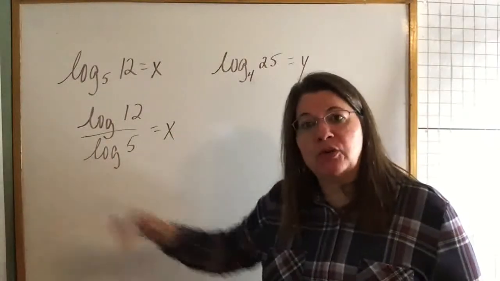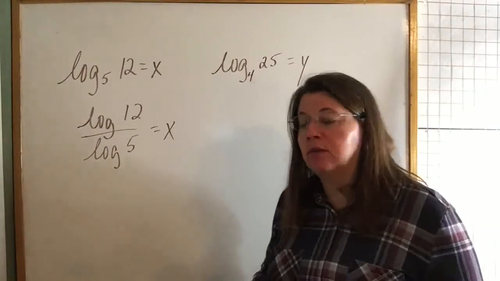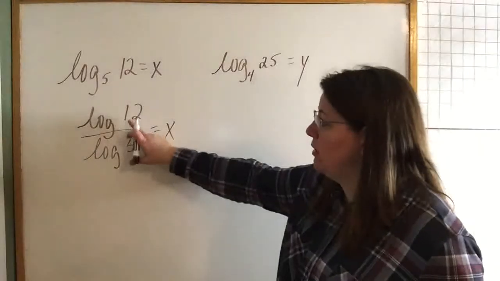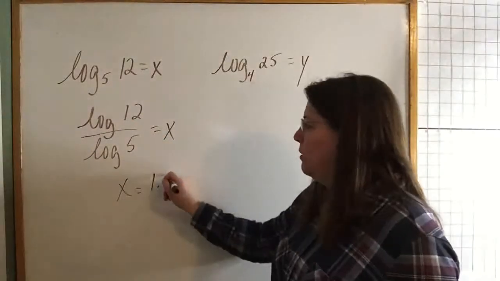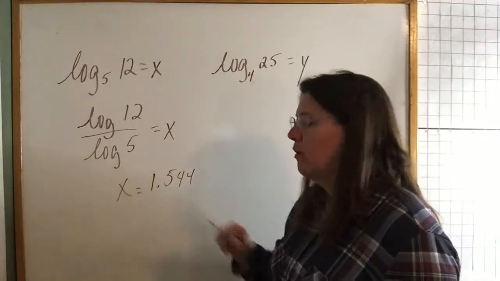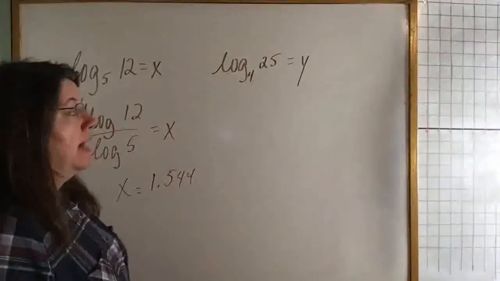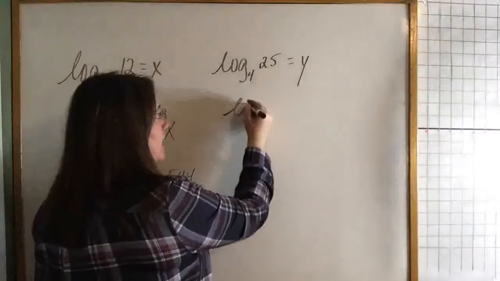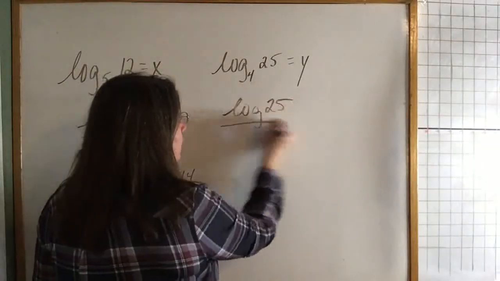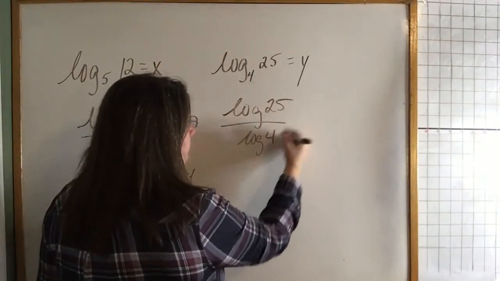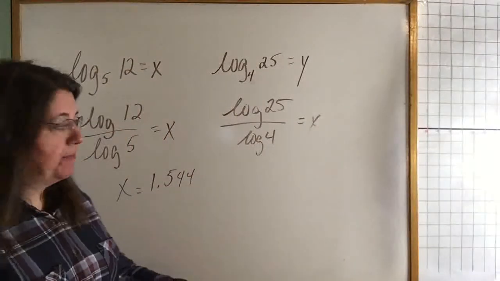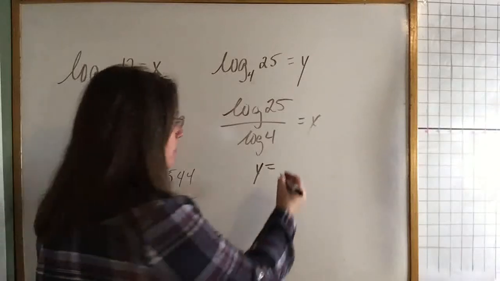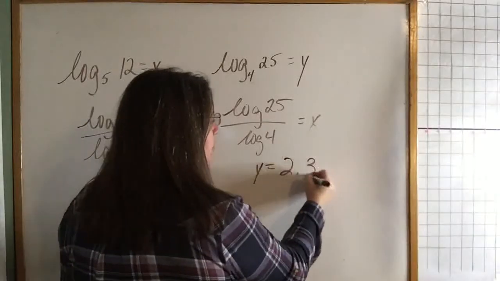So I'm going to convert that to a decimal right away using Desmos. So if I put in Desmos log 12 over log 5, I end up getting 1.544. For this one, I recognize that that's the same thing as log 25 over log 4. And I can plug it into Desmos right away. When I plug that into Desmos, I get 2.322.